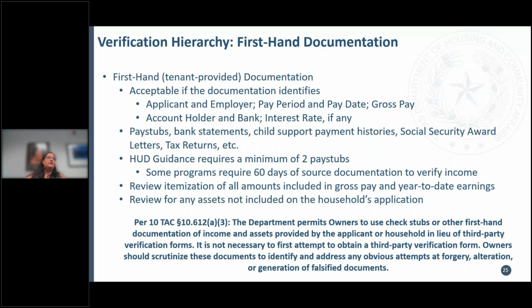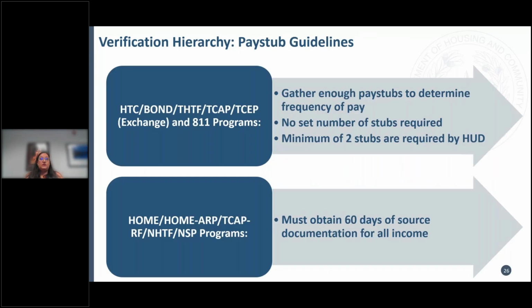So the programs with pay stub guidelines that can use the minimum of 2 as a maximum are Housing Tax Credit, Bond, State Housing Trust Fund, TCAP, and Exchange, or 811. You have to gather enough pay stubs to determine frequency of pay. There's no set number required, but you do have to have a minimum of 2 pay stubs. HOME, HOME ARP, TCAP RF, National Housing Trust Fund, and Neighborhood Stabilization Programs must obtain 60 days of source documentation when a first-hand documentation source is used to verify income.